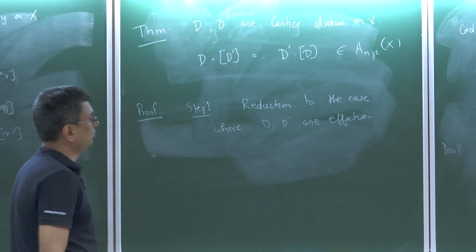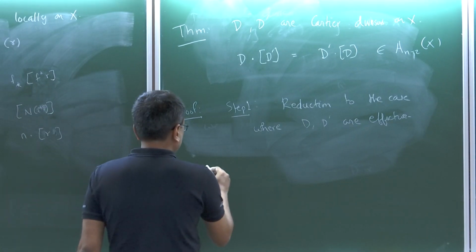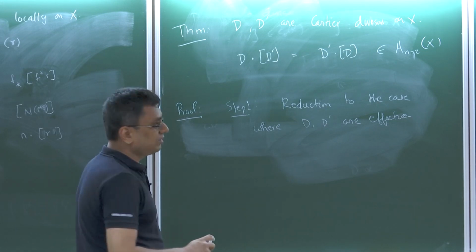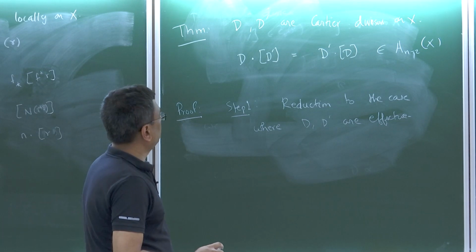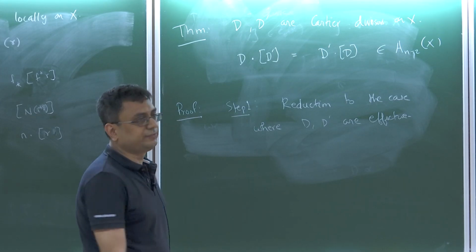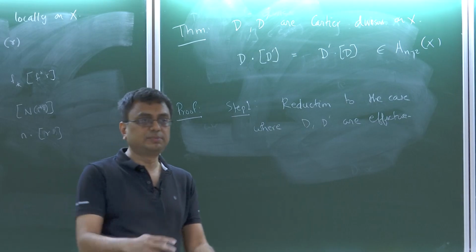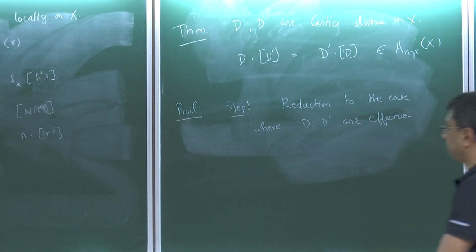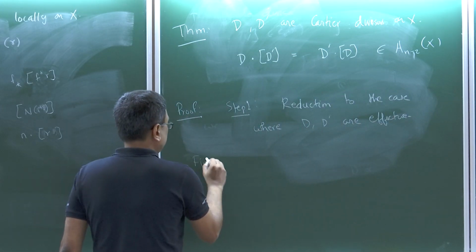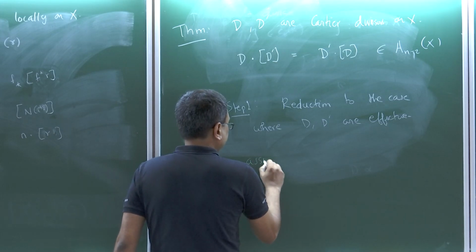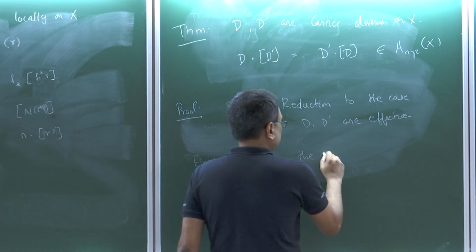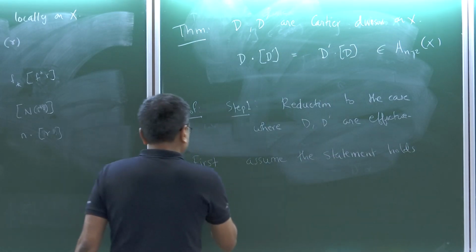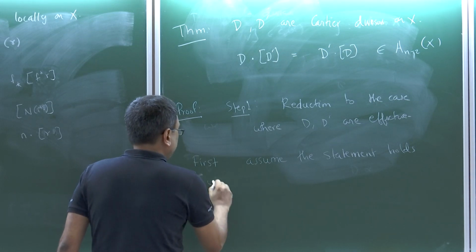How do I reduce it to this case? So the trick is as follows. First, let us show that we can reduce to the case where D is effective, one of them is effective, and then a similar argument will show that D prime is also effective. So first assume the statement holds for all cases when D is effective.